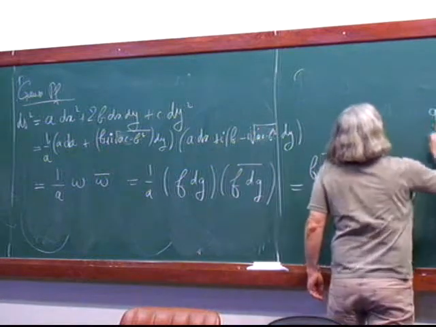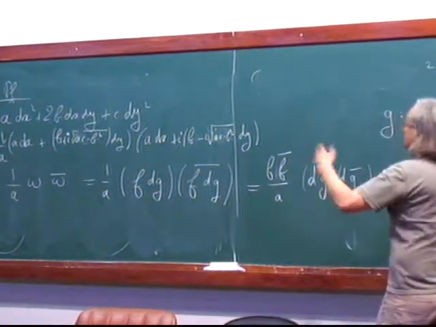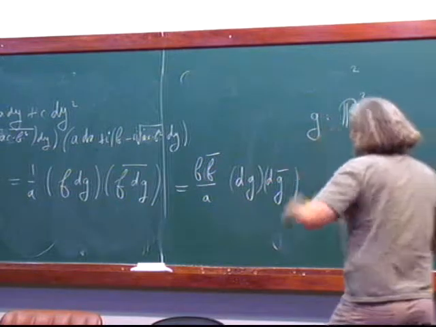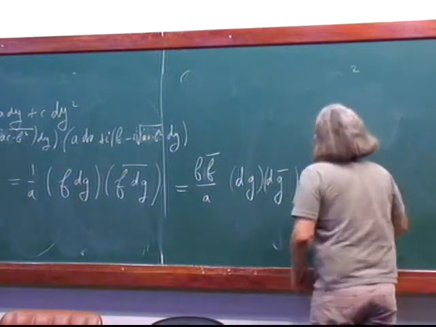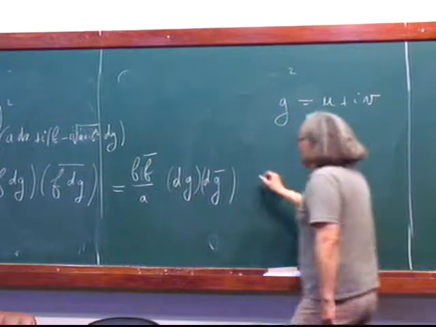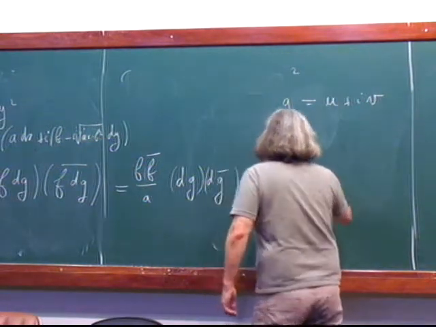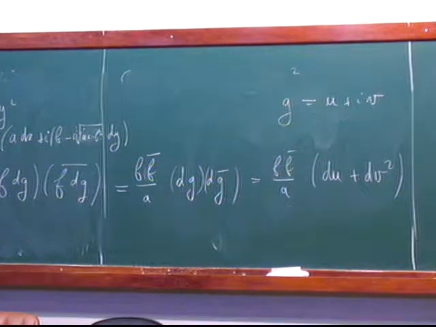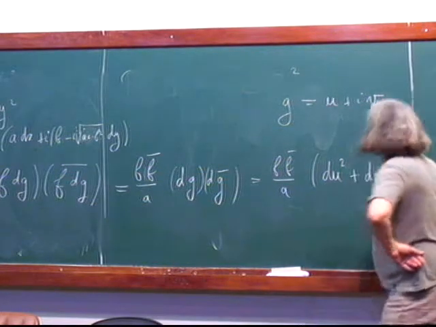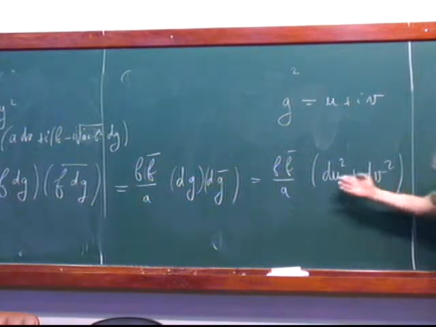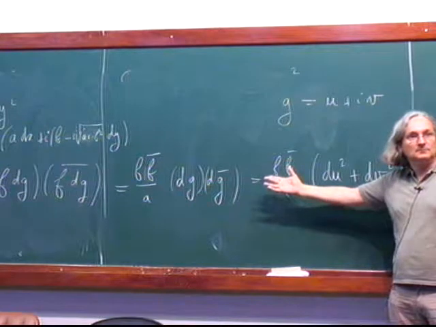G is a map from R2 to R2, how can I say that? If you write G as U plus iV, this is F, F bar, A, dU squared plus dV squared. Which means that the map from R2 to R2 given by UV is a conformal map. You made it flat up to a factor. Is that okay?